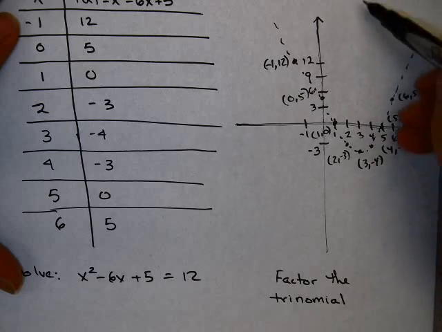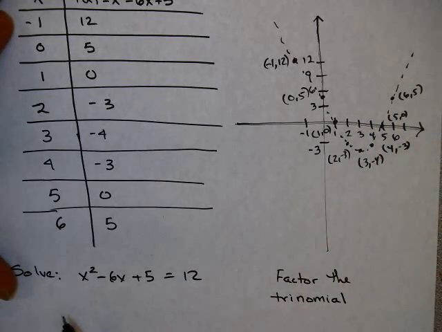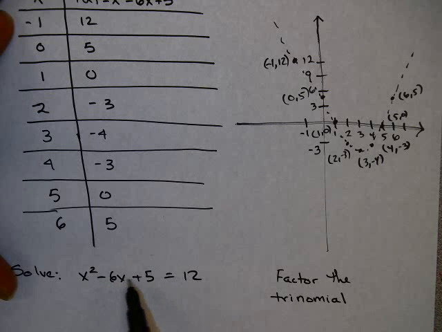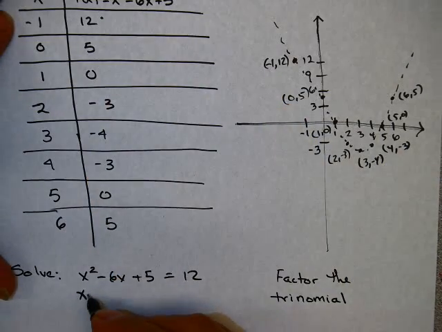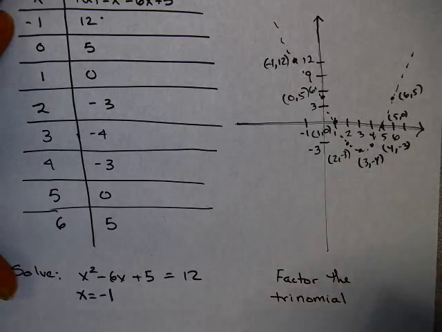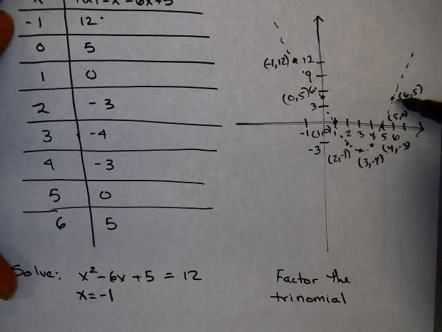So you can see the symmetry in here. Right here is my axis of symmetry. You can kind of get an idea of what that symmetry looks like. Now, let's solve this equation: x squared minus 6x plus 5 equals 12. Using the table, you'll notice there's a 12 right here, so certainly one solution is x equals negative 1. But this pattern continues, remember. We only have the table up to 6.